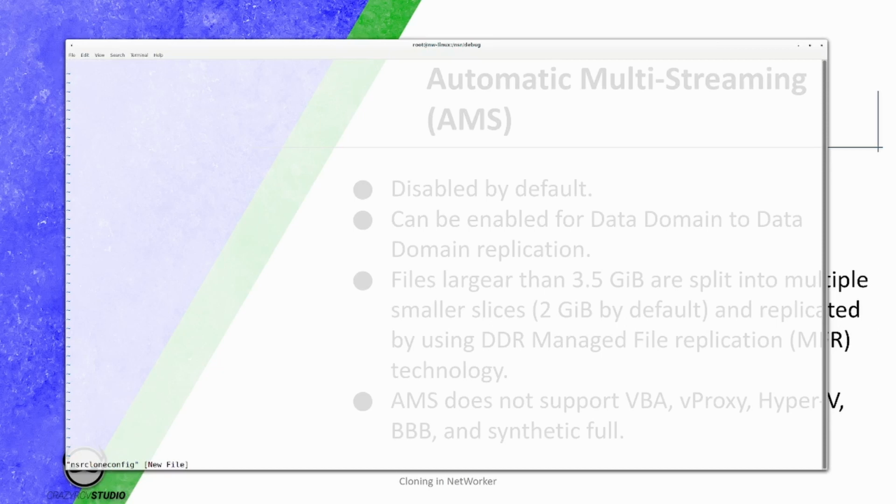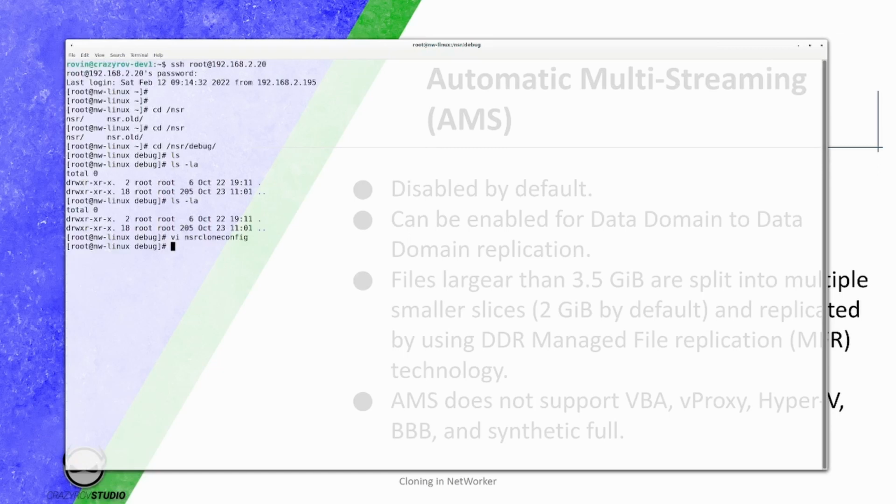There are a number of parameters that are available. These parameter details are provided in the administrator's guide, so you can go to the NetWorker administrator's guide, search for nsrcloneconfig, and you should be able to find them there. Next, let's enable it by using the keyword AMS enabled, yes. Then let's quit. Now your system is ready to use AMS for any clone operation that is above 3.5 gigs.